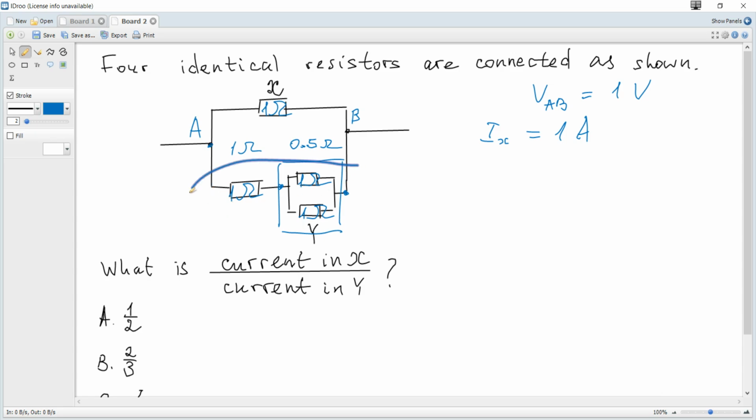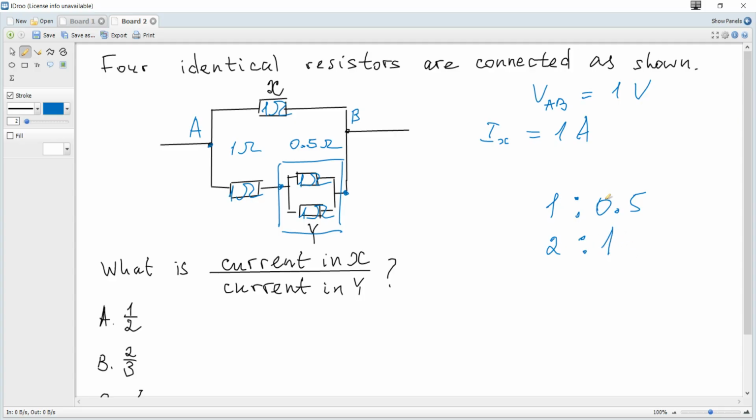total voltage across them is 1 volt. It is equal to voltage across AB, and we know that components in series divide total voltage proportionally to their resistances, and this component with resistance 1 ohm and this component with resistance 0.5 divide 1 volt in ratio 1 to 0.5, and it's the same as 2 to 1.